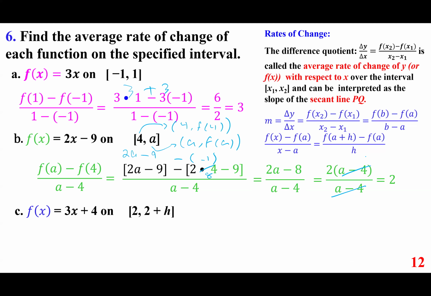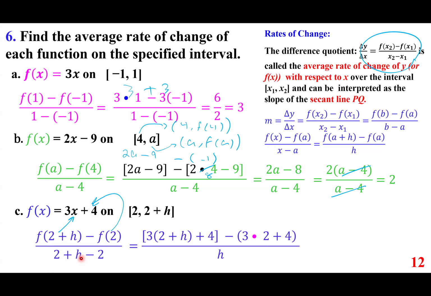F of x is 3x plus 4 on the interval of 2 to 2 plus h. So that represents an interval. So according to this, obviously, f of 2 plus h minus f of 2 over 2 plus h minus 2. Plug in 2 plus h, and then plug in 2, meaning 3 times 2 plus h plus 4, that's inside the brackets, minus 3 times 2 plus 4, that's inside the bracket or parentheses. And the bottom is obviously 2 and minus 2 cancel each other, h. So let's distribute and simplify.